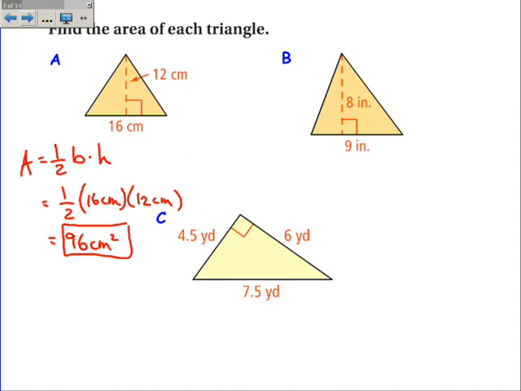Now C, I might be looking for this height right here, but I'm not given that height. So I'll need to find the height somewhere else. And I notice that these two sides are perpendicular. Okay, 90 degrees. Okay, so one of them can be my base and one can be my height. It doesn't really matter which one you pick. So the area is equal to 1/2 the base, I'll just pick it to be 4.5 yards, times the height of 6 yards, and that'll give me my area. So 4.5 times 6 divided by 2 is 13.5 square yards.